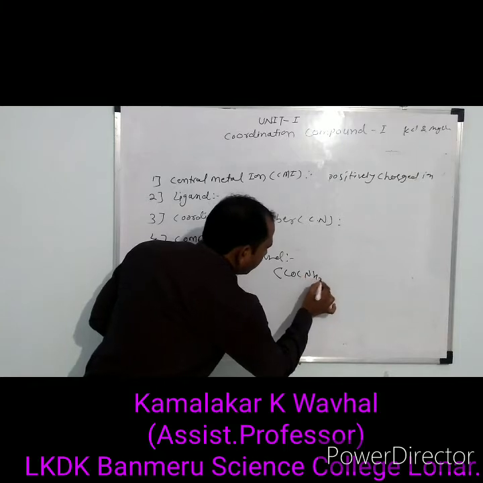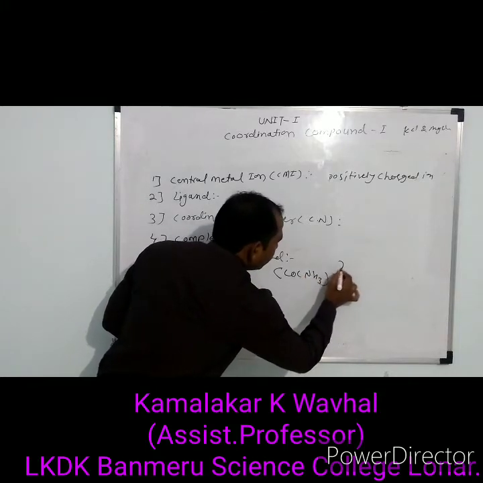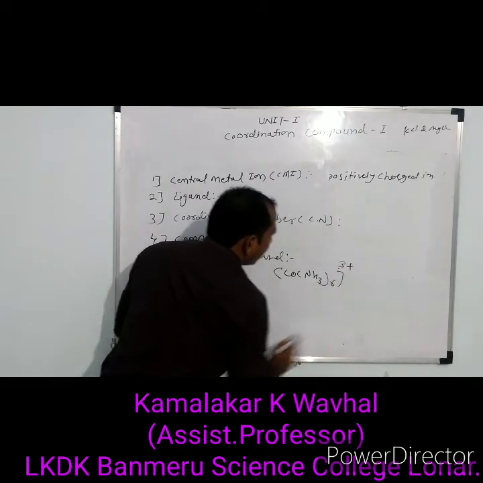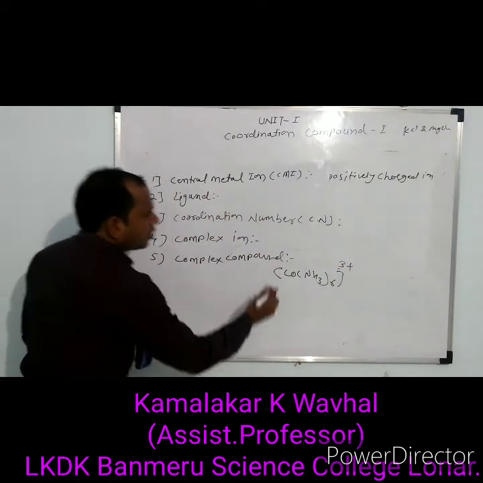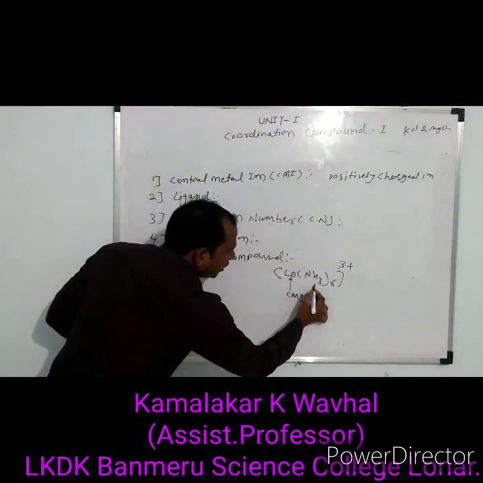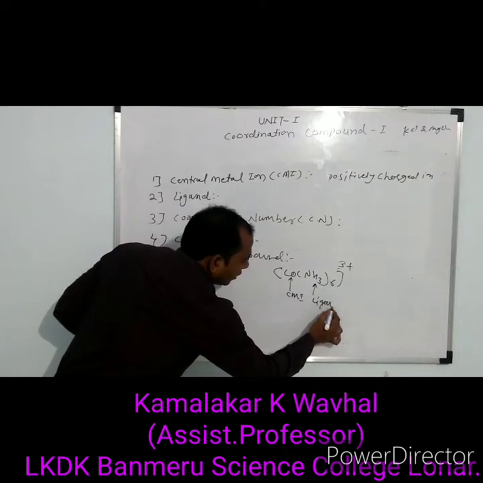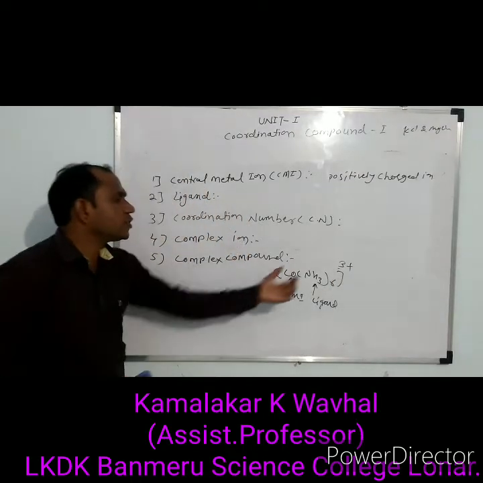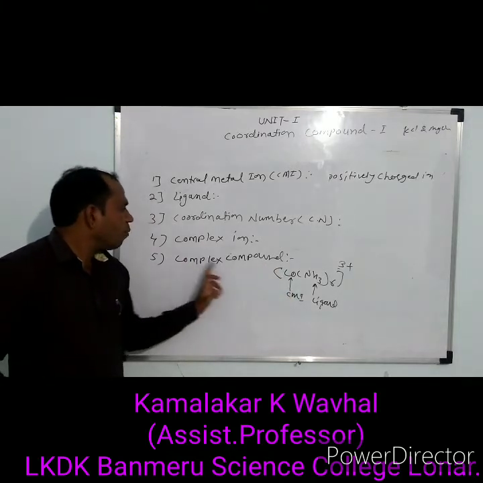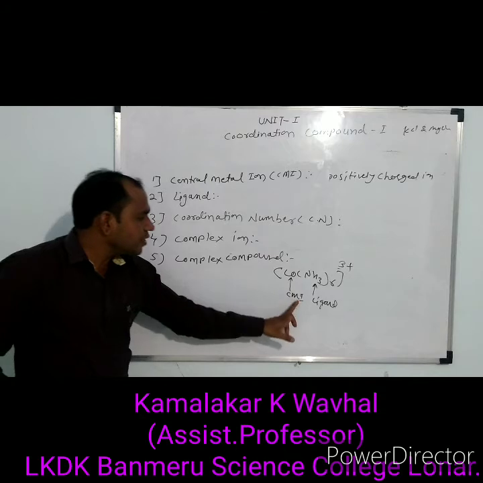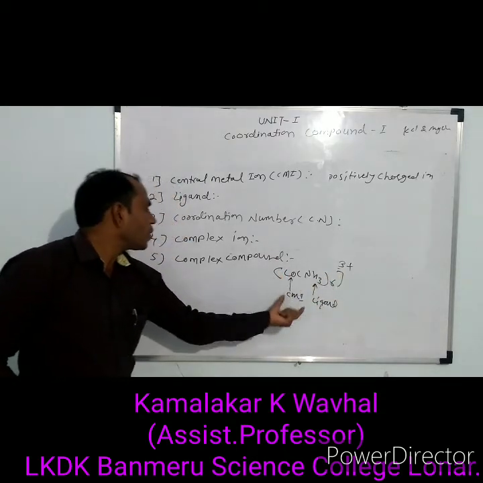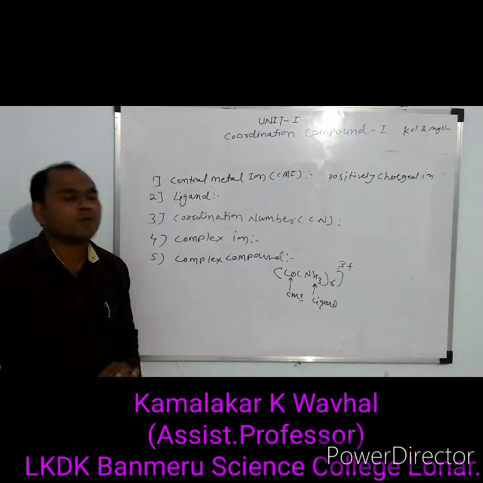Co(NH3)6 tripositive. In this complex compound, Co is the CMI, NH3 is the ligand, and tripositive is the charge of the coordination complex. It means that in a complex compound, the complex ion, the central metal atom and ligands, is present. This type of compound is called the complex compound.